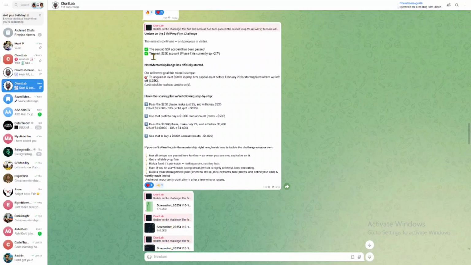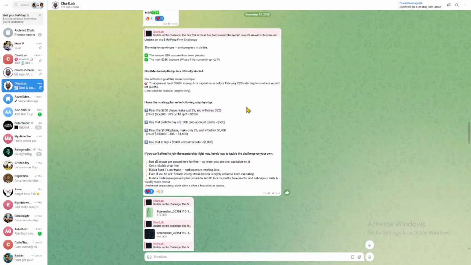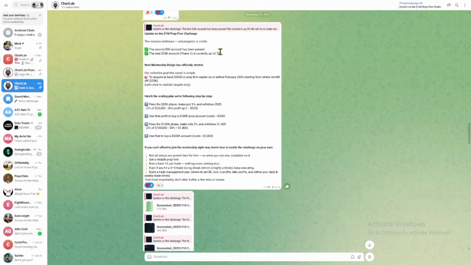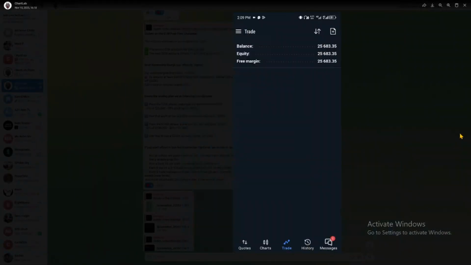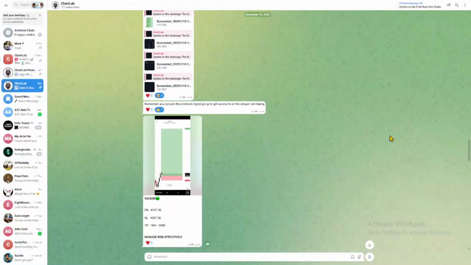As you can see, what happened is that we bought the 5k and traded it. Some people were required to buy the next 5k, and we passed that first 5k, passed the second 5k, then we finally bought the 25k, and this update was on the 10th of November. We later passed this 25k, and this is the proof. You can actually see the account here. This is the 25k that we actually passed.